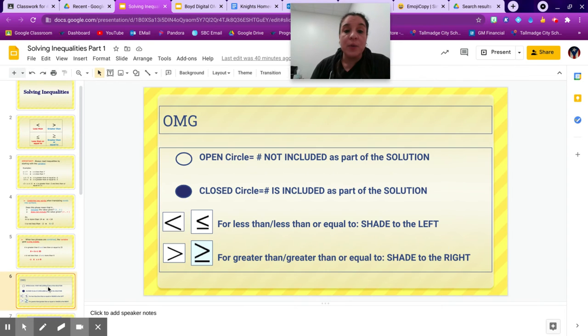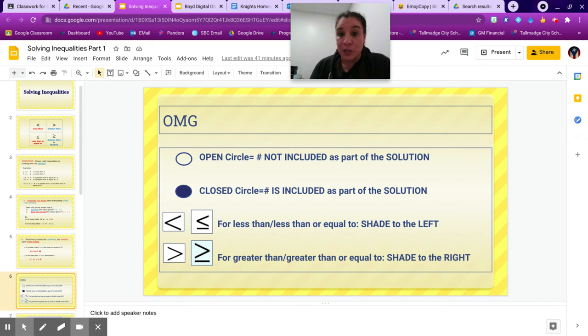The other part that's review is how to graph inequalities. So we're going to start by graphing inequalities on the number line. Remember, if you have an open circle, which means it is not shaded, that means that that number is not part of the solution.